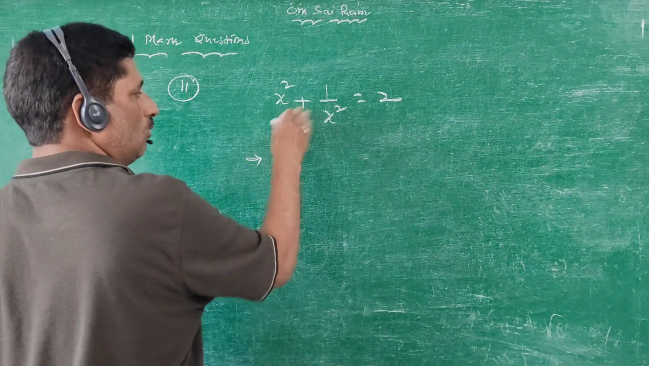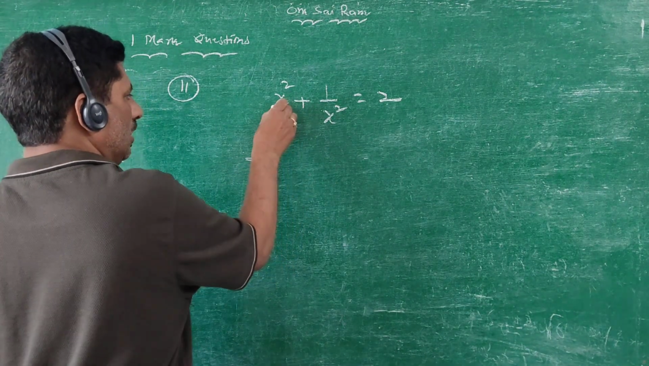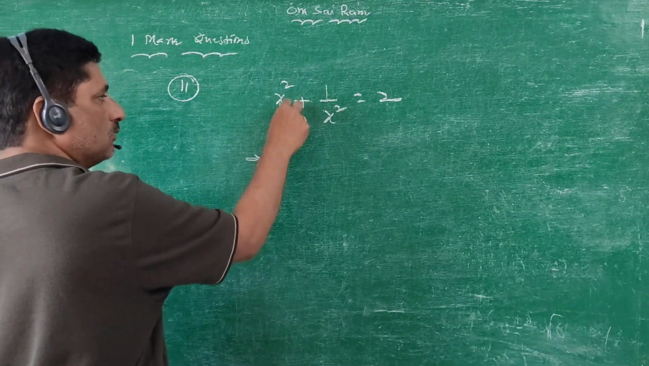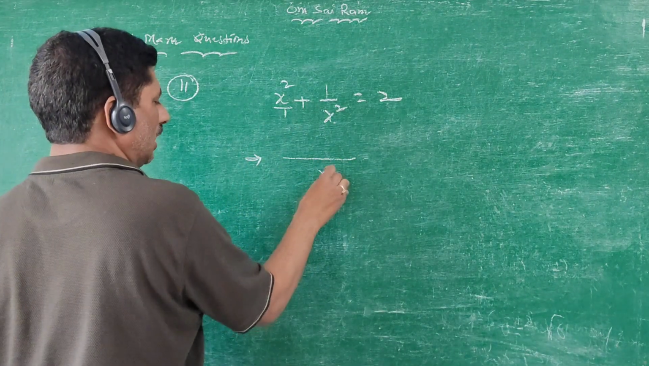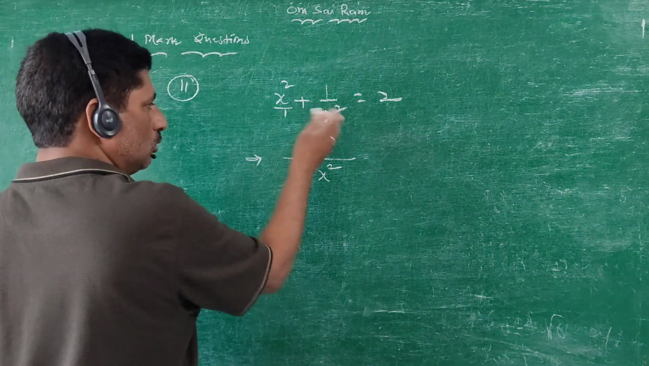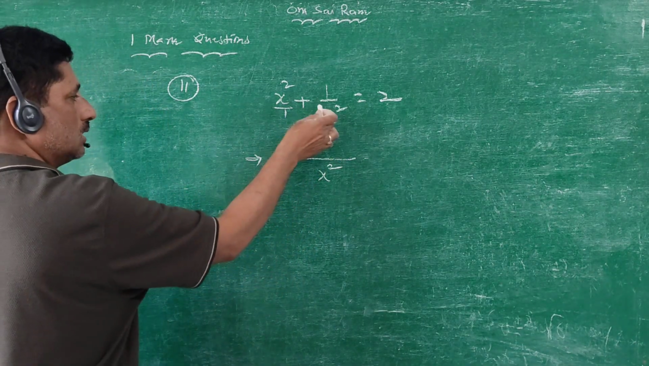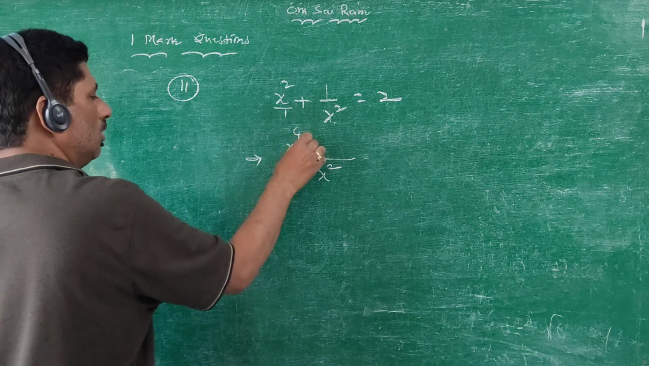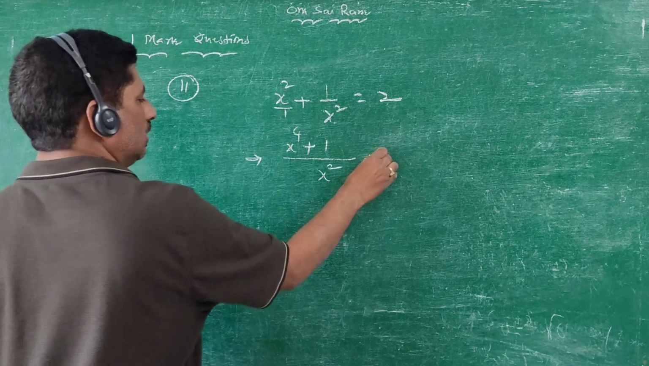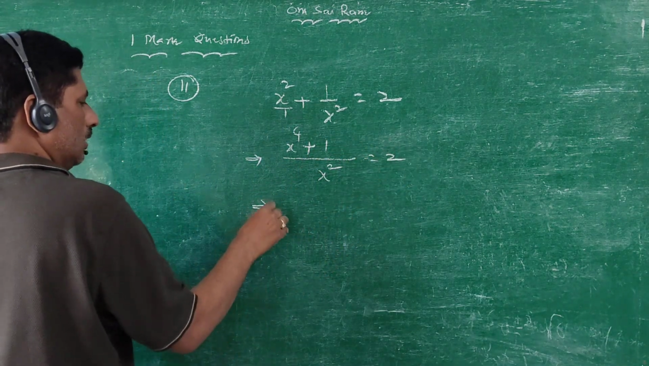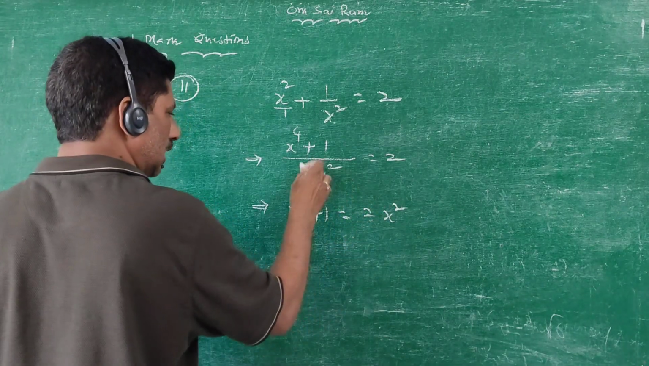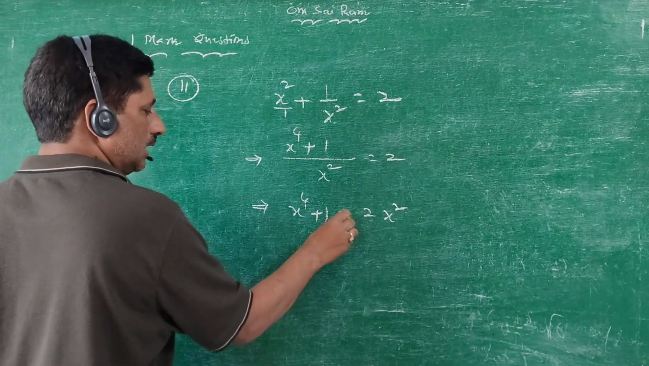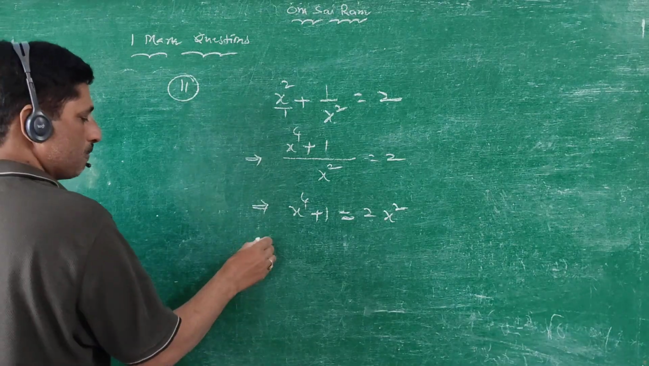Now I have to simplify this. Between the fractions we have a plus sign, so we should take the LCM. The LCM of 1 and x square is x square. Multiplying across, x square into x square is x power 4, plus 1 into 1, that is equal to 2. Then x power 4 plus 1 equals 2 into x square, since the division by x square is transposed to the right side as multiplication.